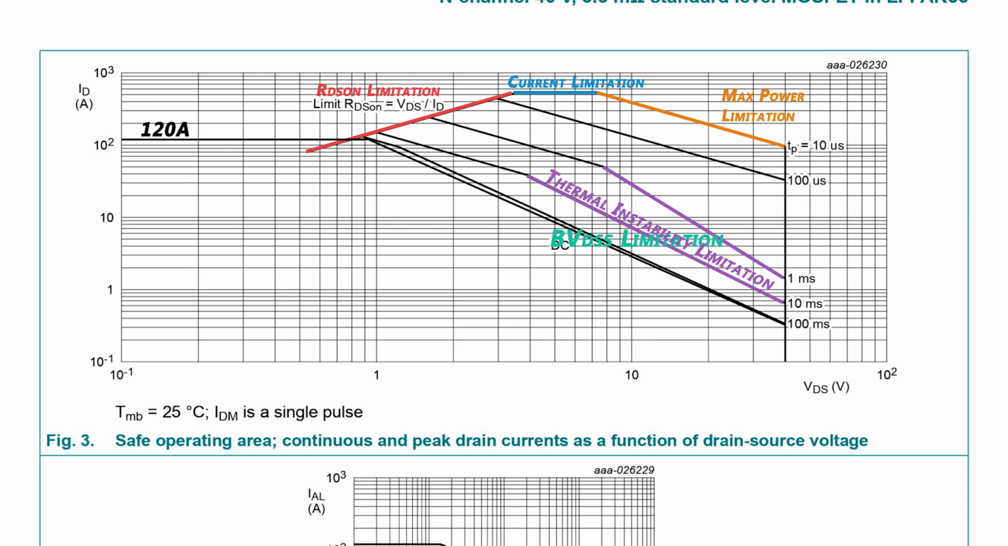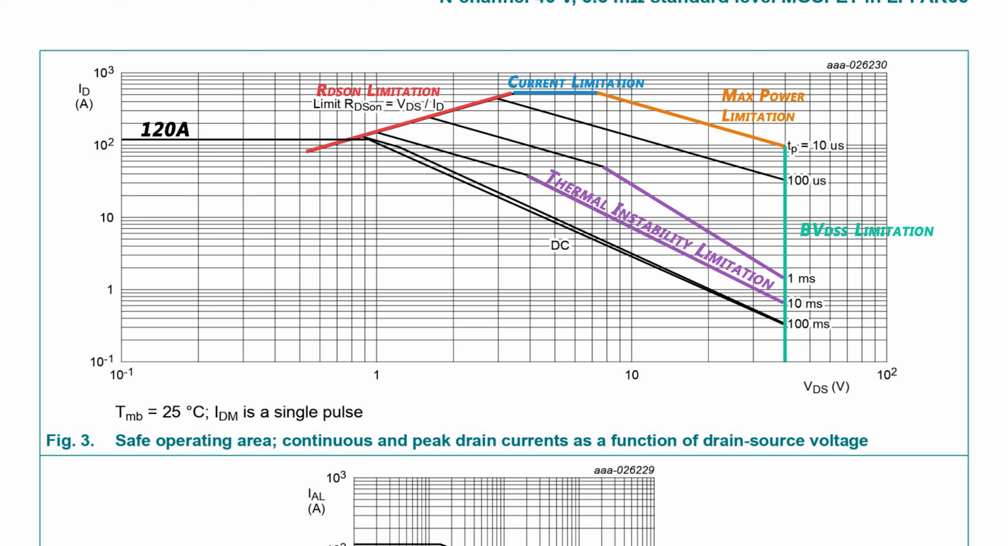The fifth limitation is the breakdown voltage limitation, which is simply the breakdown drain to source voltage of the MOSFET, which is mentioned in the datasheet. This device can work up to 40 volts, so this limitation is shown up to 40 volts DC.